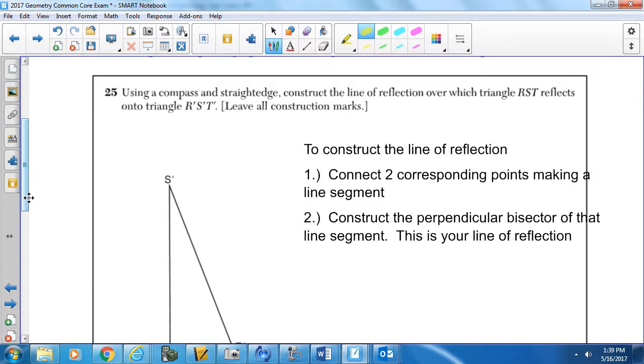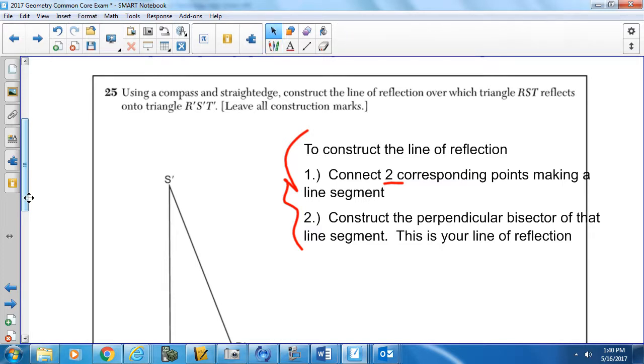Now, looking here, it says, using a compass and straight edge, construct a line of reflection over which triangle RST reflects onto triangle R prime, S prime, T prime, and leave all construction marks. So here we go. The 2 things you need to do in order to construct a line of reflection, and you need to write this down. You need to connect 2 corresponding points, making a line segment, and then you need to construct the perpendicular bisector of that line segment. And once you do that, that is your line of reflection.